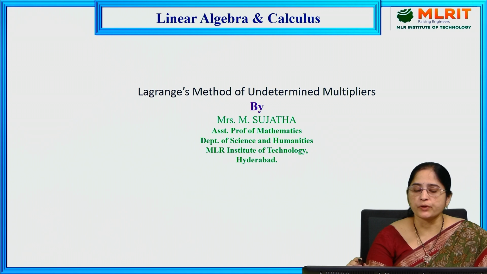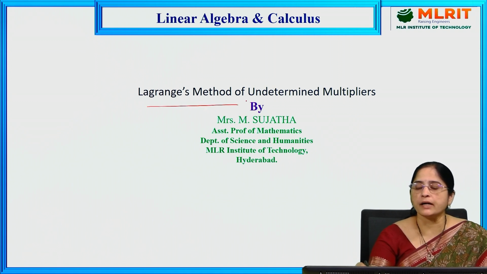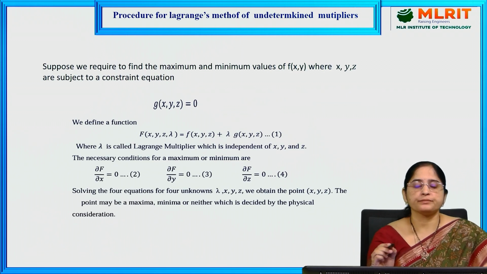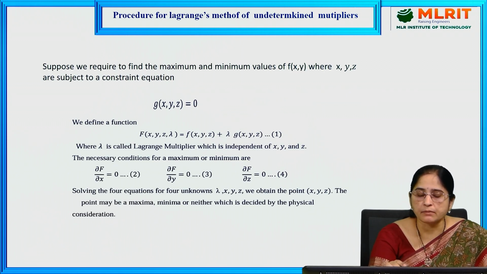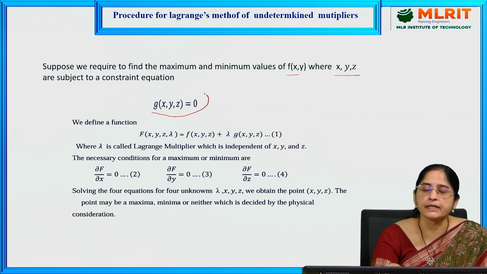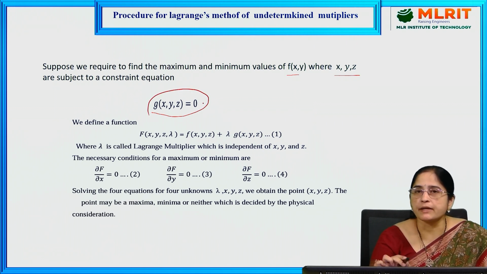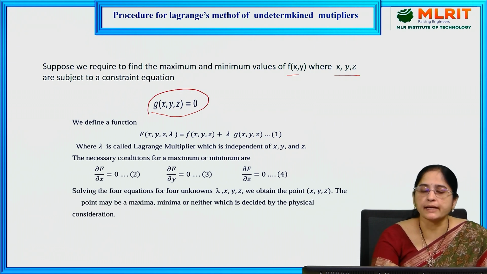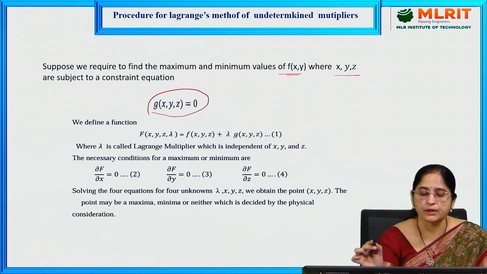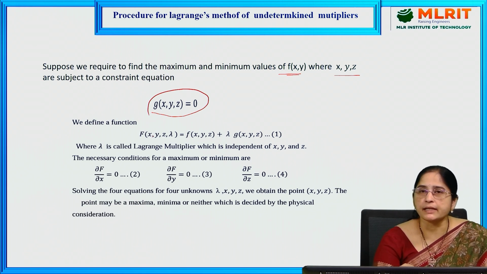In this session, I am going to discuss Lagrange's method of undetermined multipliers. We use it not only for a function of two variables, but also for a function of three variables with a constraint equation. If the constraint equation is given, we use Lagrange's method of undetermined multipliers to calculate the extremum of f of x, y, z subject to the constraint equation. This is the procedure.